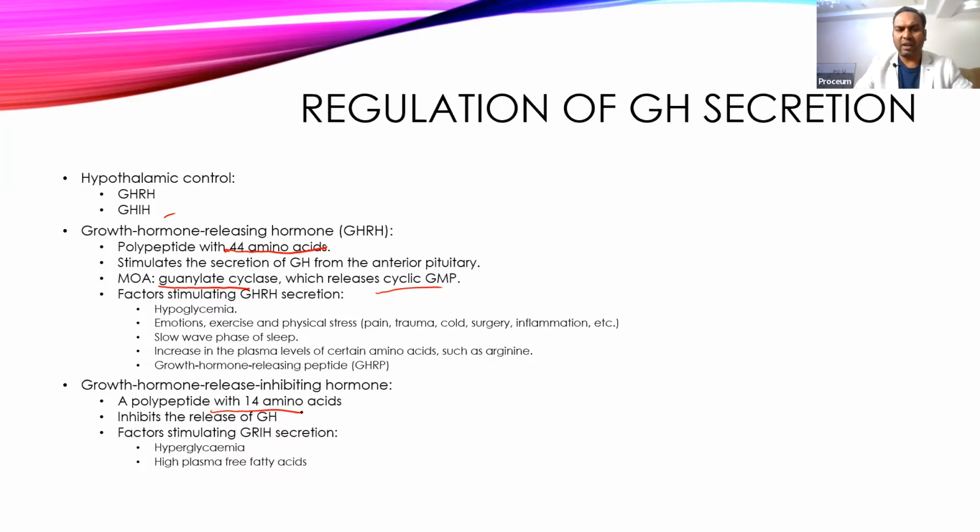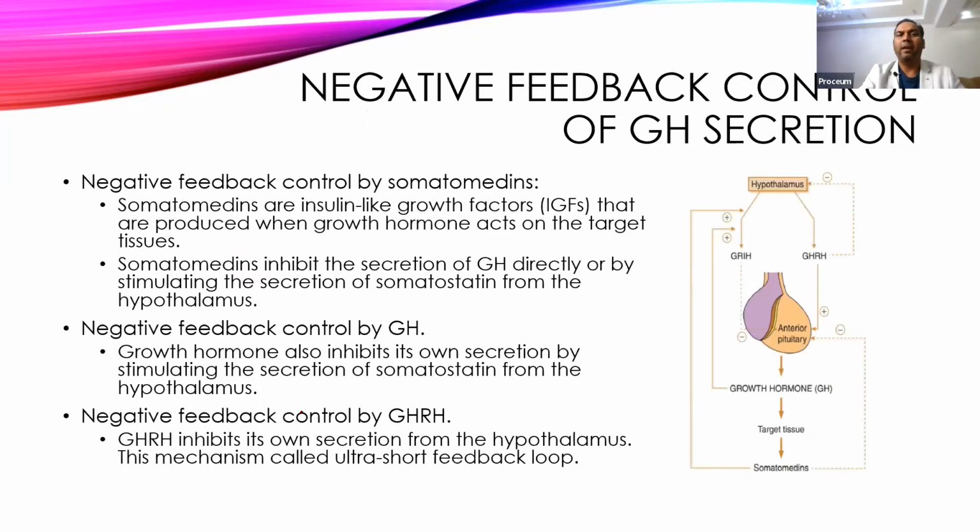And the factors which act on the release of this hormone, which stimulate the release of the growth hormone inhibiting hormone, are hyperglycemia and high free fatty acids in the blood. Then a negative feedback mechanism also works in regulation of the growth hormone, and one negative feedback is controlled by the somatomedin. Somatomedin is the substance produced when growth hormone acts on a target tissue. So when growth hormone acts on target tissue, it produces a substance called insulin-like growth factor.